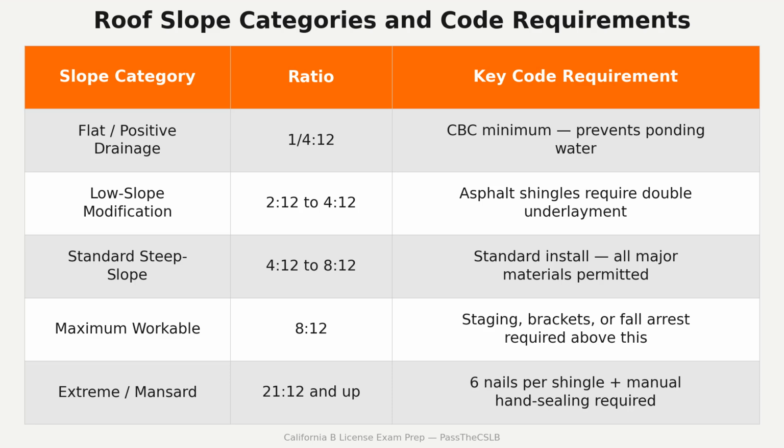Before I get into slope, I want to tell you the story that explains an entire section of California code. Once you know why the rule exists, you will not forget it. In October of 1991, fires started in the Oakland and Berkeley Hills.